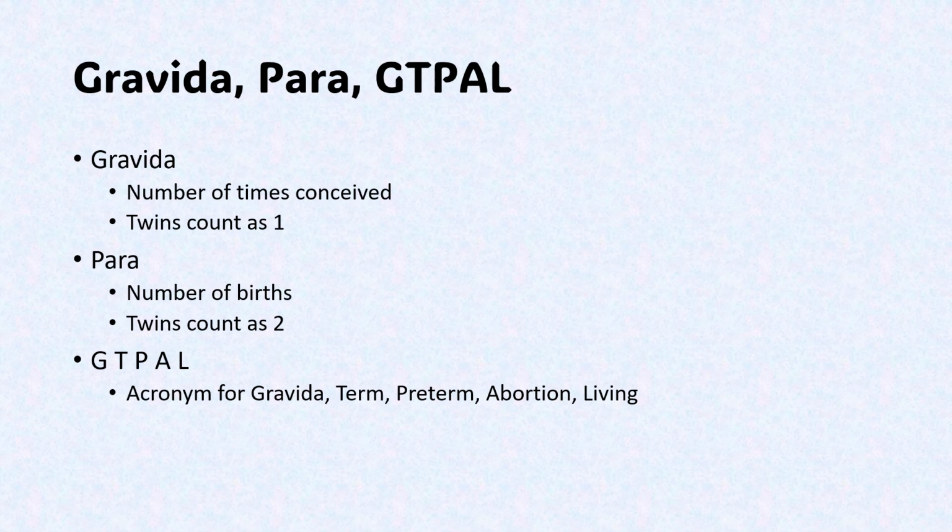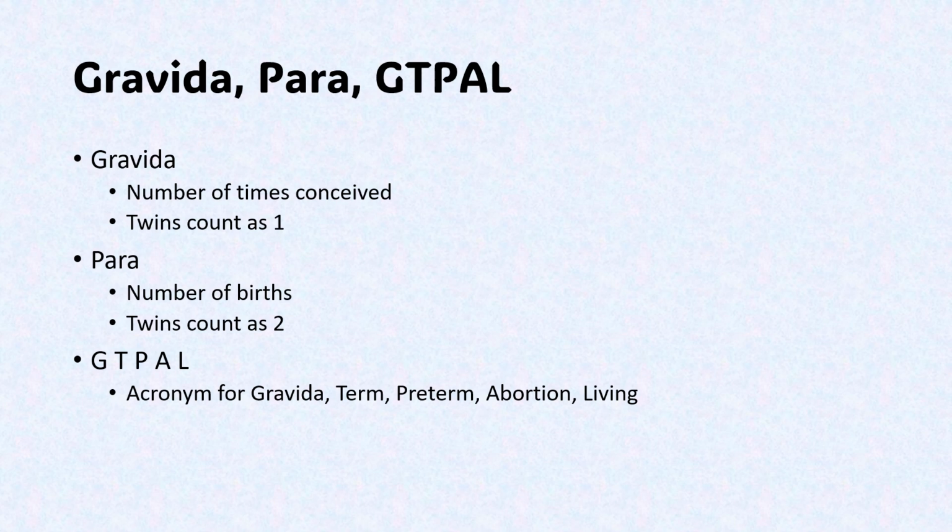The acronym GTPAL provides more complete information about the birthing history. G remains the number of times the woman has conceived and carried to any gestation. This is not a count of the number of deliveries. Twin or triplet pregnancies are counted as a single pregnancy. T is term and refers to the number of pregnancies carried and delivered at 37 weeks gestation or more. If there are twins or triplets, each is counted individually.